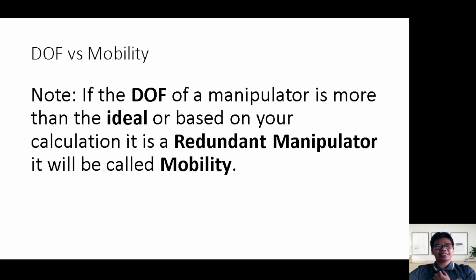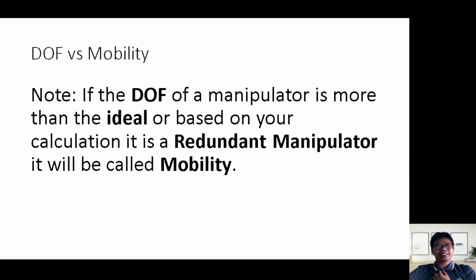In the world of robotics, the concept of degrees of freedom is closely linked to the idea of mobility. Let's break it down. Degrees of freedom represents the number of independent parameters needed to describe a manipulator's motion completely. It's a measure of its flexibility and capability to move in various ways. When a manipulator's degrees of freedom exceeds the ideal number for its type, it gains an extra dimension of movement. This surplus of motion beyond what's necessary for the task at hand is called mobility.